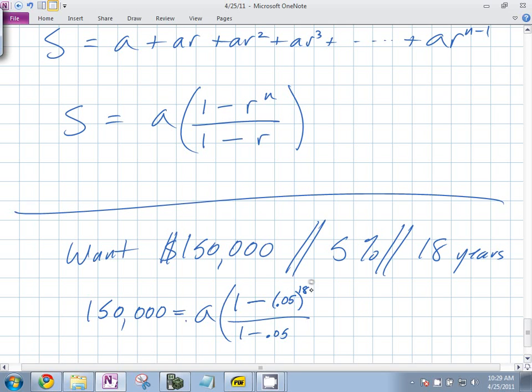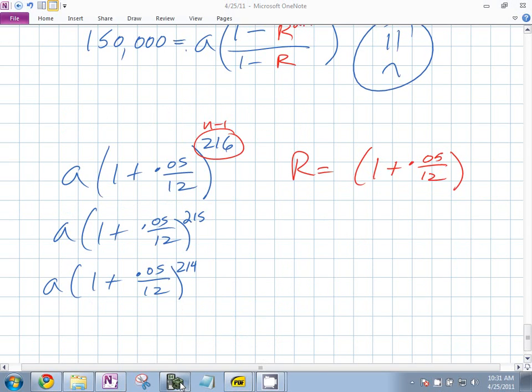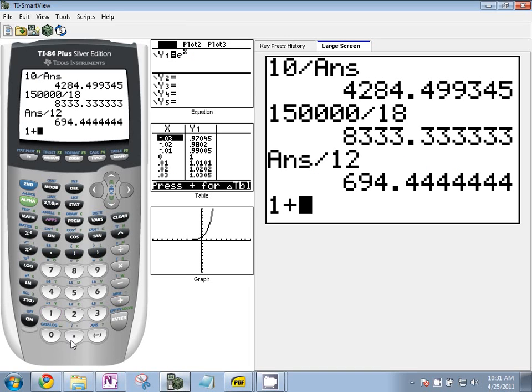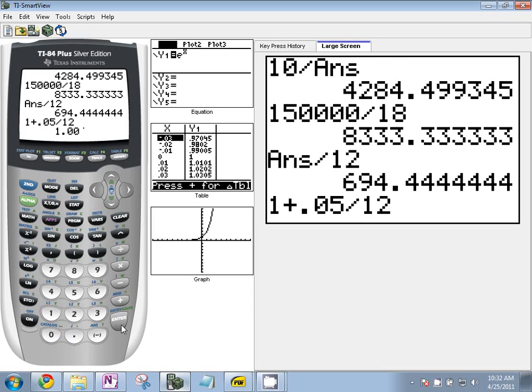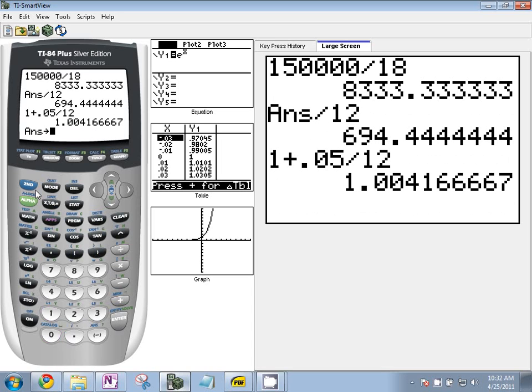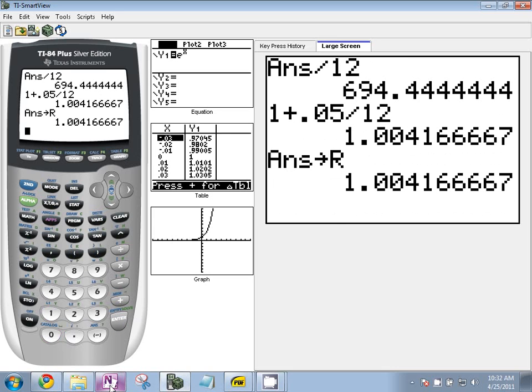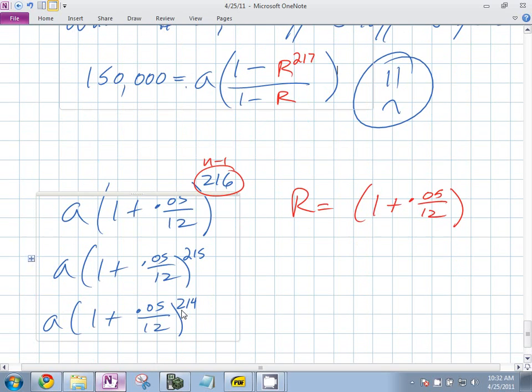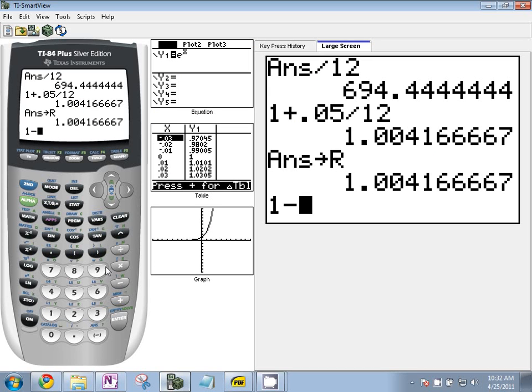We can save it as R. So it's going to be 1 plus 0.05 divided by 12, and we'll save that as alpha R. So if we actually want to do this out, what is A going to be? So 1 minus, so maybe we should do this now right here. 1 minus R to the 216th power. 1 minus alpha R to the 216th power.